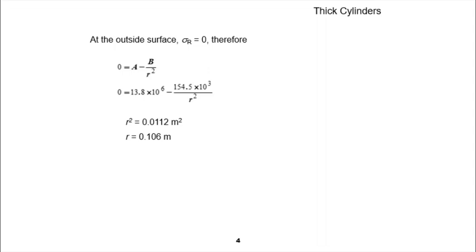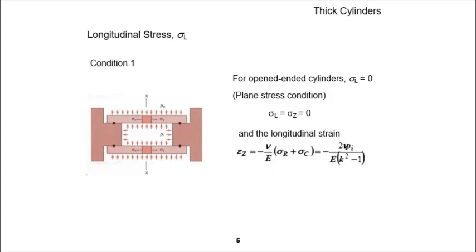Okay, the value we find here is RO, and our previous value RI is 75 mm. So this is 106 mm. Therefore, our thickness T is RO minus RI. So we have 31 mm.